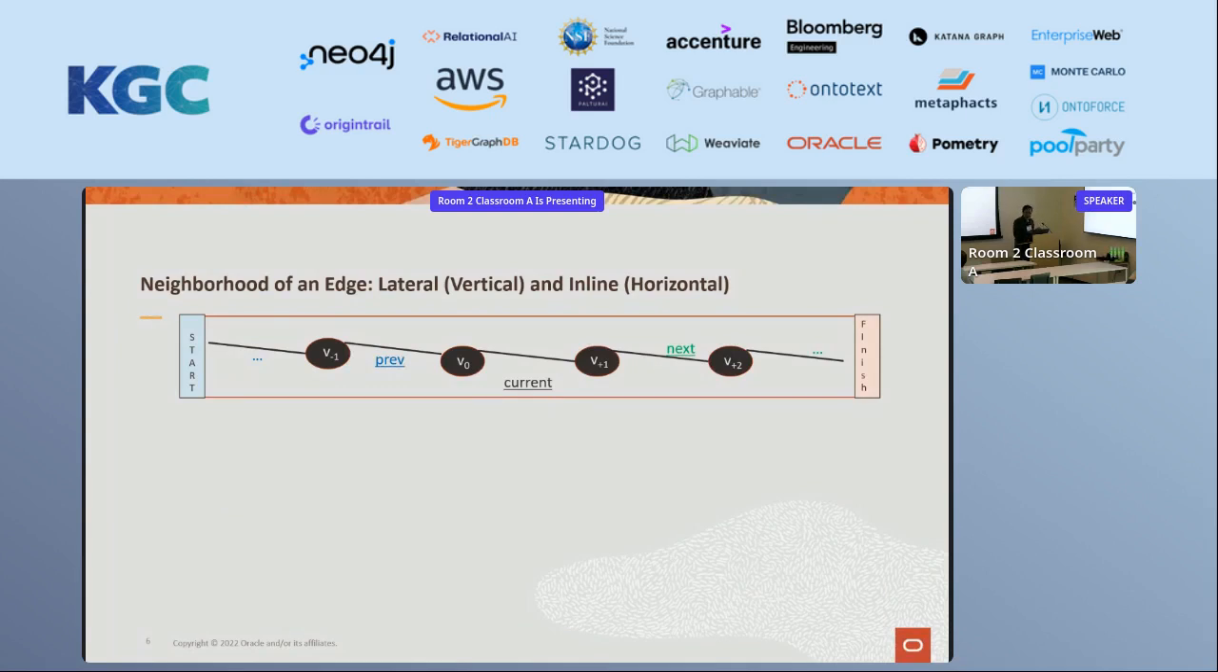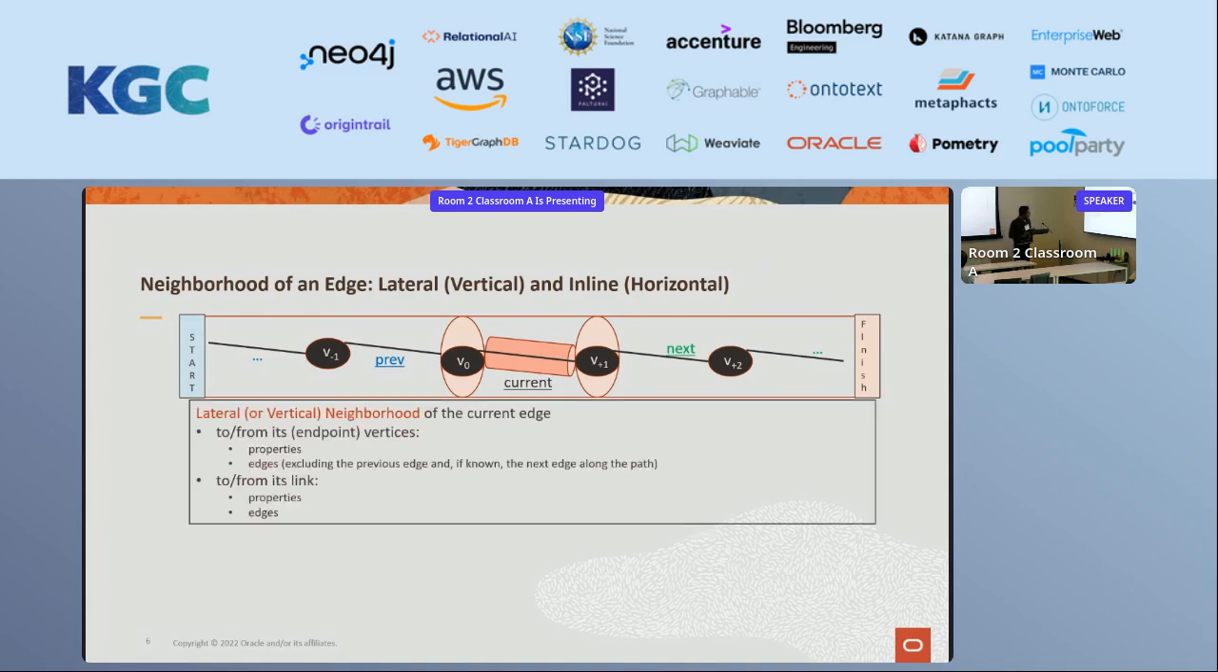What's the neighborhood of an edge? I'm talking about neighborhood-aware path traversal, so you should understand what a neighborhood is, at least in this talk. Neighborhood can be vertical or lateral, or inline and horizontal. So this is the vertical. If you consider the path to be going horizontal, vertical means I'm looking at all the edge properties, all the properties of the vertex. And in the case of RDF, in the case of a vertex, it could also be links, other edges going out from there. So the vertical neighborhood is the to or from the endpoint vertices and to and from the link, kind of going away from the line.